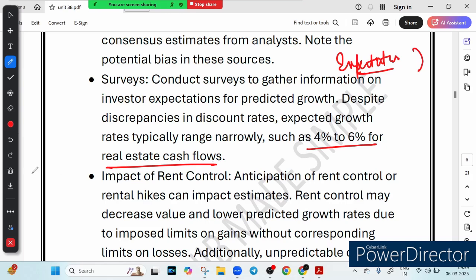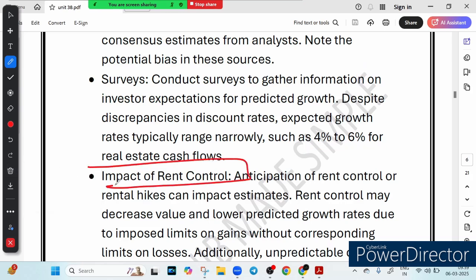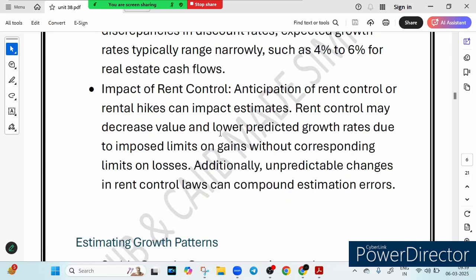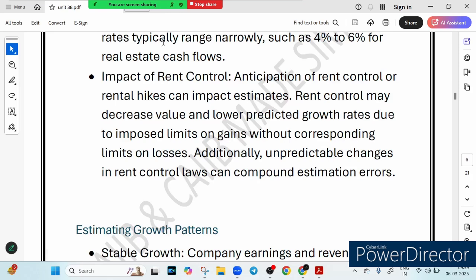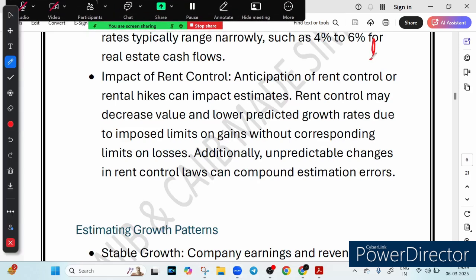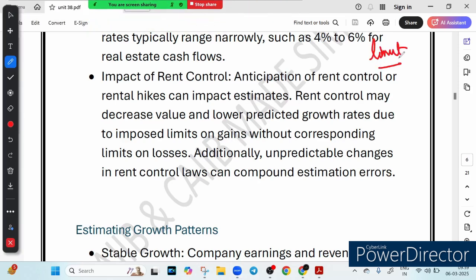Now let's talk about the impact of rent control. What is the meaning of impact of rent control? Ever heard of this term, rent control? It is a government policy that puts a cap on how much a landlord can increase rent. Cap means limit. It puts a limit on how much the landlord can increase the rent.